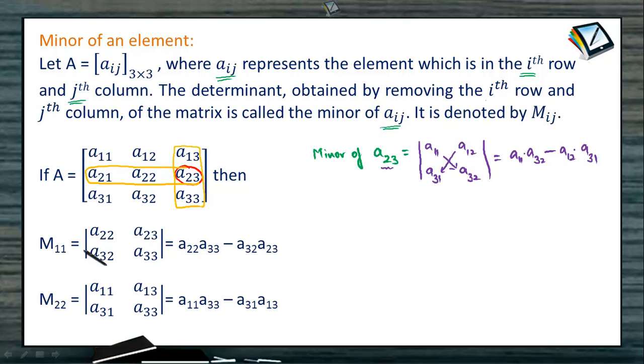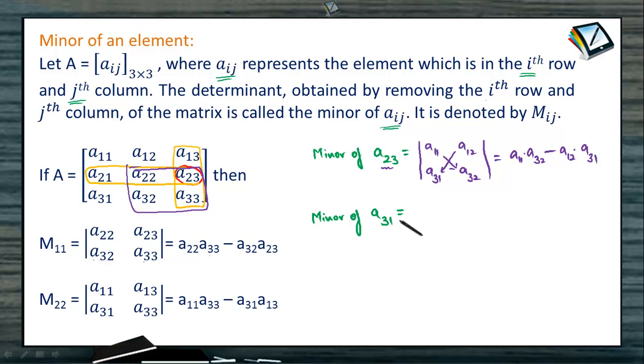For your consideration here, M_11 is given. Now what does M_11 denote? M_11 denotes the minor of a_11. How do we calculate the minor of a_11? Remove the first row and the first column. Then what is left? We are left with only a matrix of order 2 by 2 which is placed here. That is the determinant of a_22, a_23, a_32 and a_33. Now this determinant, which is a_22 into a_33 minus a_32 into a_23, is the minor of the element a_11. Now can you tell me what will be the minor of a_33?